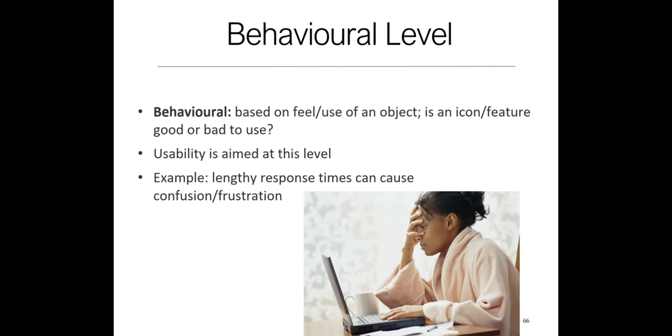Then we have things that work at the behavioral level. These are based on feel and use of an object. Is an icon or feature good or bad to use? And this is where usability is really aimed. An example of this would be that a lengthy response time can cause confusion and frustration. So much like you see in this image of a poor woman at her notebook, if she is having trouble dealing with things on a website, that will reflect badly on her perceptions of that particular interaction, and perhaps then onto the company.